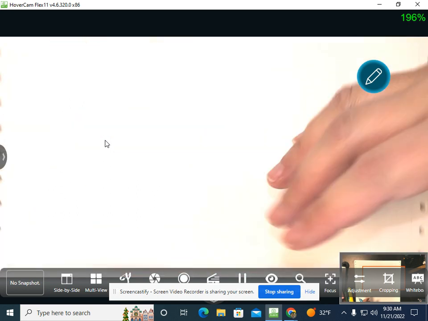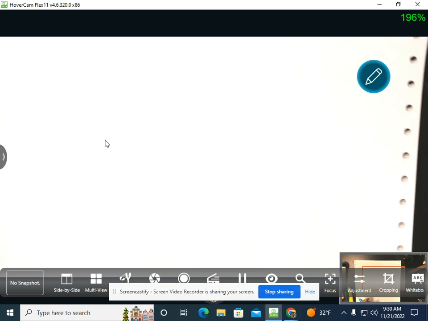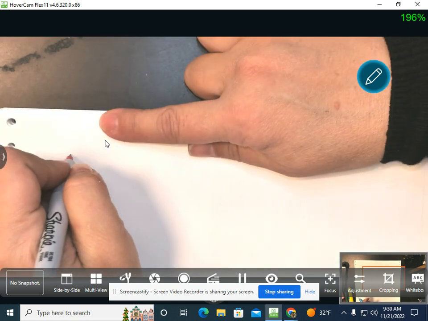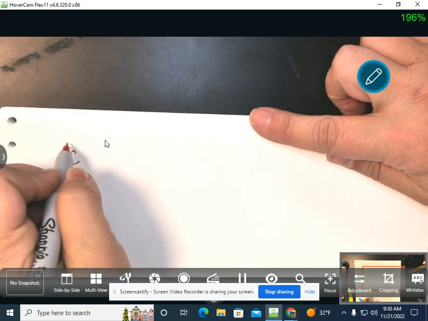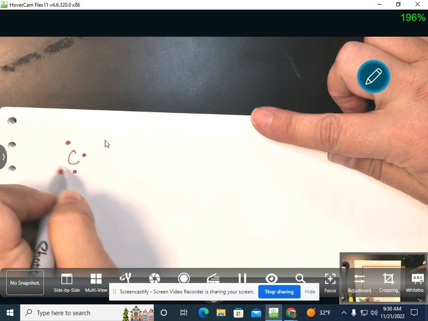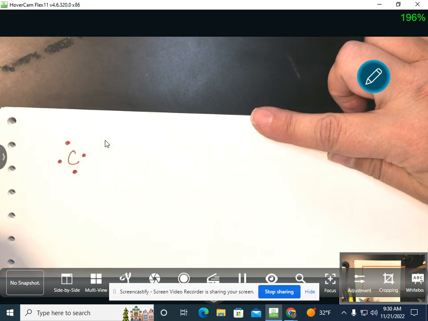Okay? All right. Let's do CH4, right? How many bonds can a carbon make? 4. It has 4 sites where it can bond.